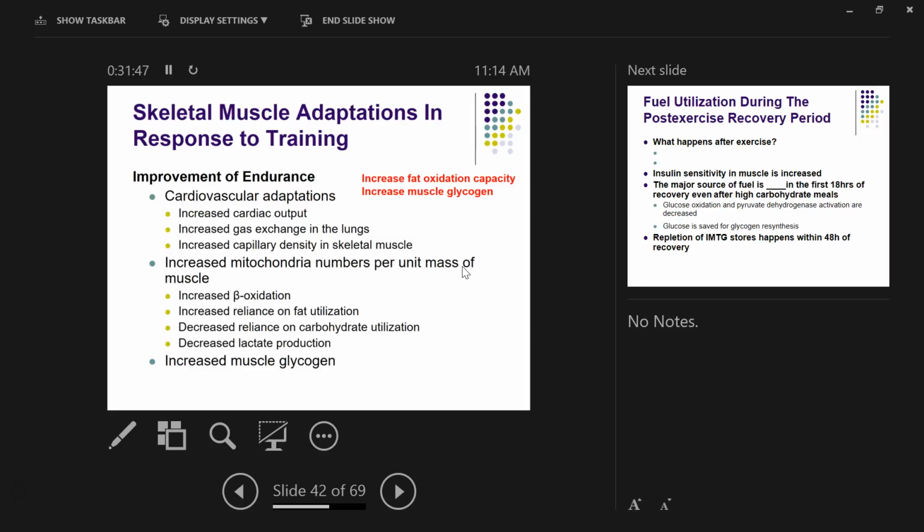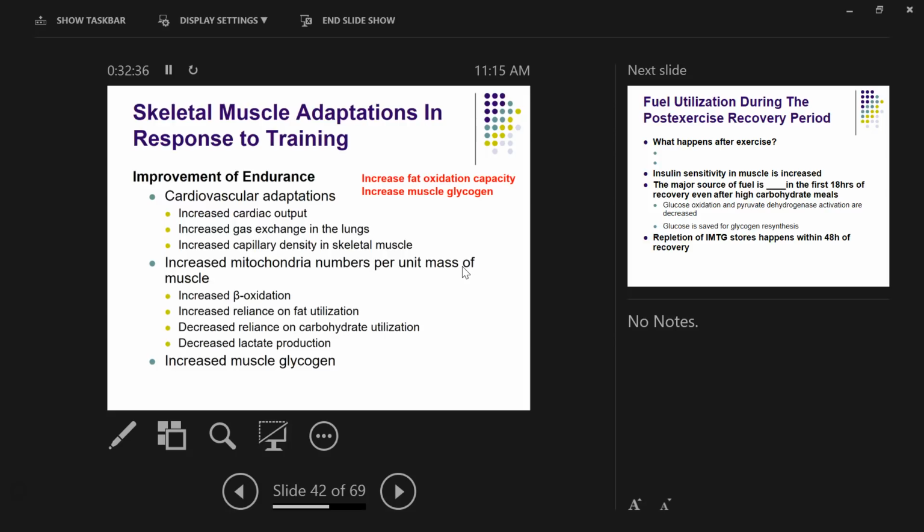So there is an approach that we can use to improve endurance or exercise performance. Our bodies can also adapt to exercise, right? In response to training, physiological adaptation will also happen. So here are some of the physiological adaptations in response to training.